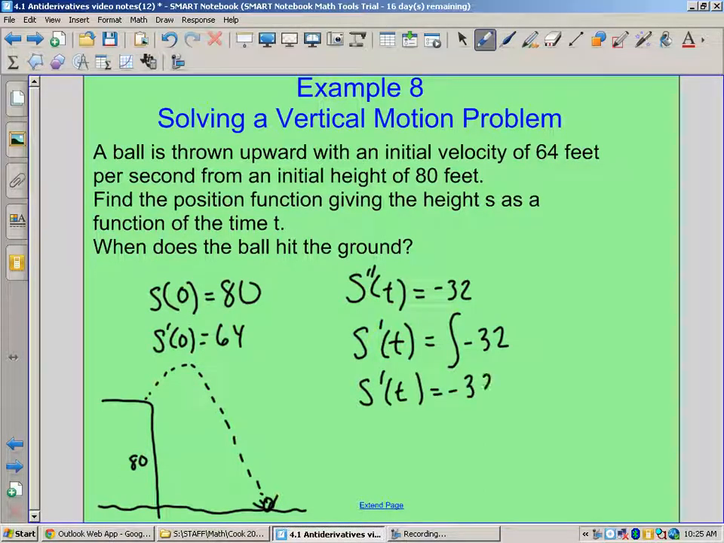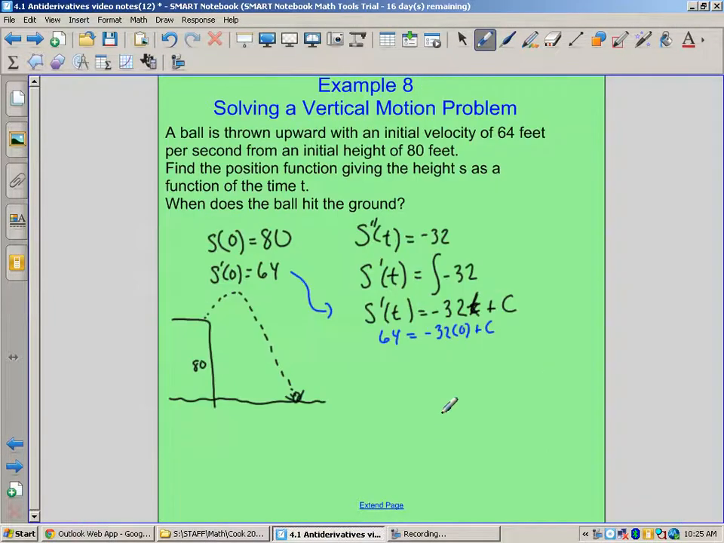Well, do we need to find that constant? We probably should. We know that the initial velocity, when t is 0, is 64. So 64 has to equal negative 32 times 0 plus c. So c is 64. So my particular velocity function for this problem is s prime of t equals negative 32t plus 64.